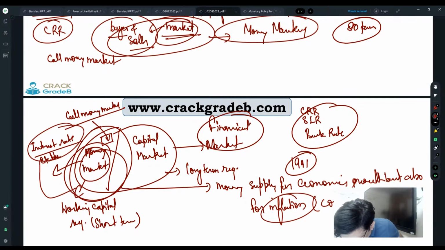From 14, the next day will be counted. After 14 days, there is no 15th day. There is the first working day. So these are the 14 working days, and after the 14th working day, there is a first working day for CRR requirements. So I hope this CRR thing is clear.